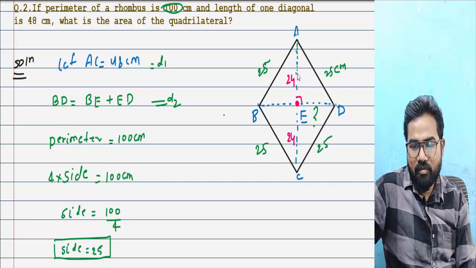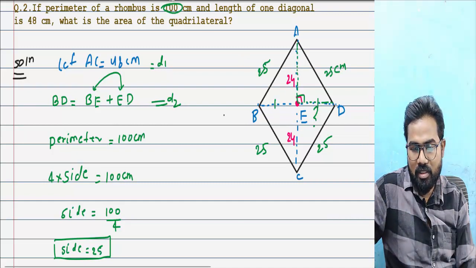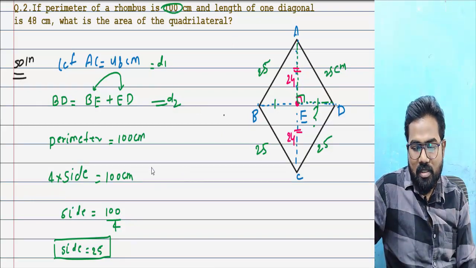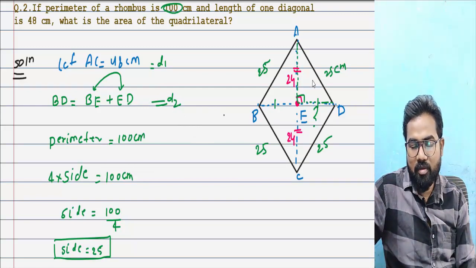Now we have this triangle. You can assume any one triangle, students, you can take. Let me take this triangle AED. In triangle AED, we need to find the value of this ED part. Once we have ED, we have to add them. ED and BE are the same because they have equal length. This length is equal to this, and this length is equal to this part. Is that clear?